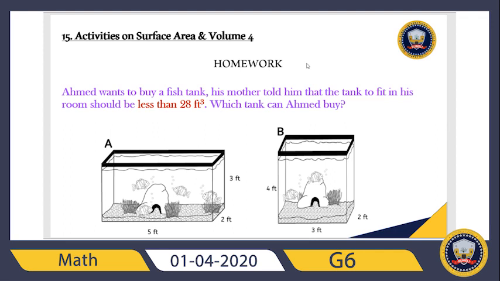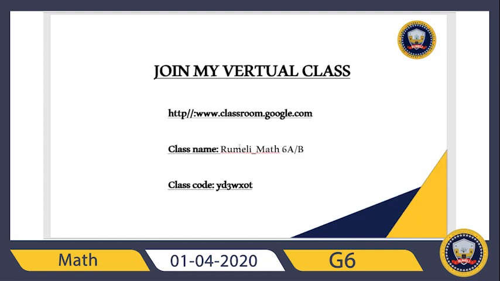Alright guys, let's finish up with this homework. You have a homework to solve. So Ahmed wants to buy a fish tank. His mother told him that in order to have a good fish tank for his room, it should be less than 28 feet cubed. Means if it's bigger than this volume, it's not going to fit in his room. So Ahmed went to the shop and he found these two fish tanks. Now the question: which one can Ahmed buy to fit in his room? So answer this homework and upload your answers in my Google Classroom.